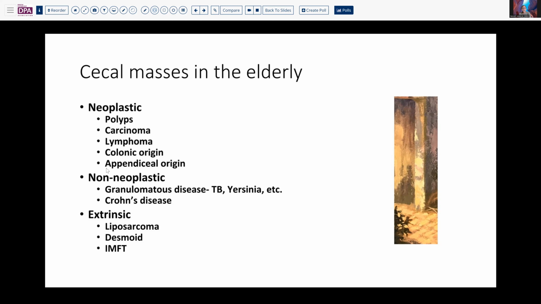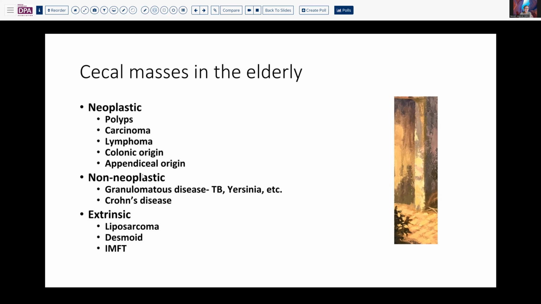Now, there are cases where appendiceal lesions, especially very mucinous lesions, can present as a cecal mass, either due to direct extension or confusion radiographically. But not to be overlooked should be some of the non-neoplastic causes of mass lesions. Granulomatous disease can present as confluent masses, and depending on their socioeconomic background, thinking about TB or Yersinia as possible etiologies for the mass lesion is important.